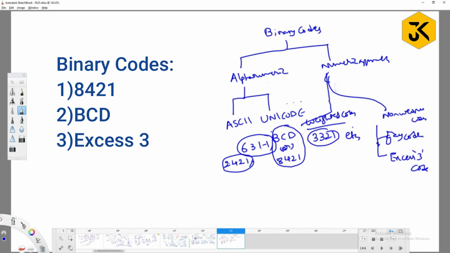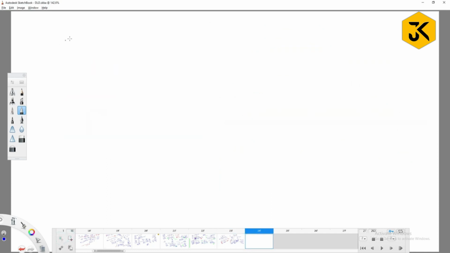Simple thing: if you would like to write a letter in the system, how are we going to write it? You can write all in small letters. You can write all in capital letters. You can write a combination of letters. Based upon the requirement, you can follow various kinds of approaches. So first, I will go through what we mean by the 8421 approach.